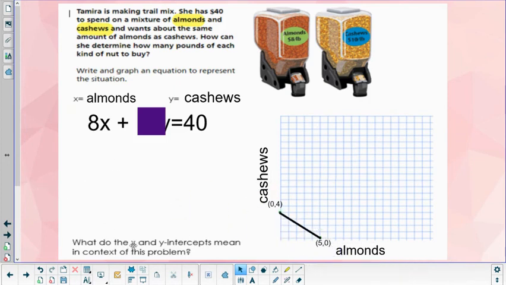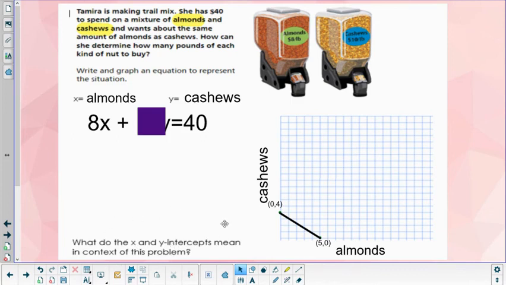And then it says, what do the x and y intercepts mean in context of this problem? Well, 0, 4, our x value is 0, so there's no almonds, but you can buy 4 pounds of cashews. And then 5, 0 means there's no cashews, but we can have 5 pounds of almonds. Okay, and then in between, these are all the other combinations that you could have. Now in this problem, it does make sense to have those decimals because you could buy part of a pound of almonds or part of a pound of cashews. So it really does depend on your problem. In this case, that makes sense. You could buy half a pound of almonds and have more cashews.